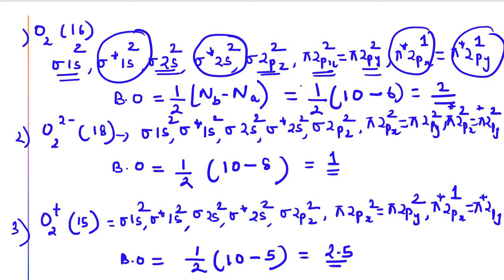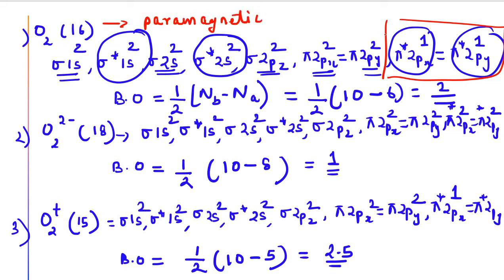Now we have to see whether it is diamagnetic or paramagnetic. In the case of O2, you can see that there are unpaired electrons present. So since unpaired electrons are present, the species becomes paramagnetic in nature. Whereas in the case of O2 2 minus, you can see that all the molecular orbitals are filled. There is no unpaired electron. So O2 2 minus is diamagnetic in nature.